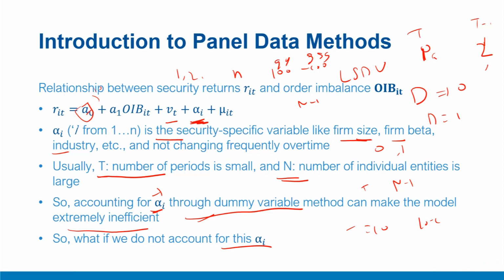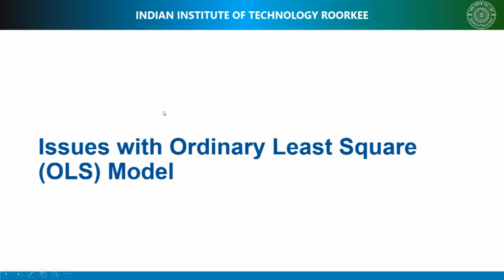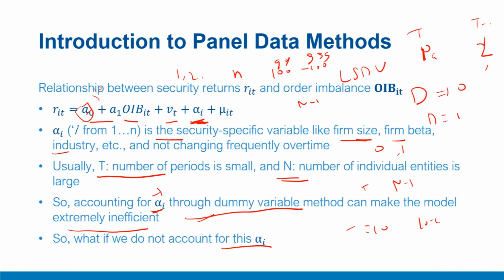To summarize this video, we discussed how a simple model like return predictability of order imbalance can create problems. This OIB can create problems with RIT when it is in the form of panel data due to this unobserved heterogeneities that are time invariant and security specific, and security invariant and time specific. We also noted that many times in practical applications we can account for this time changing term Vt, which is changing with time but not with security, through dummy variables when the time dimension is small. But accounting for this individual dimension alpha is not as easy, and it can create problems, as we'll see in the next set of videos.